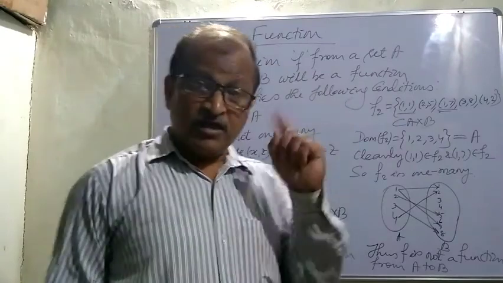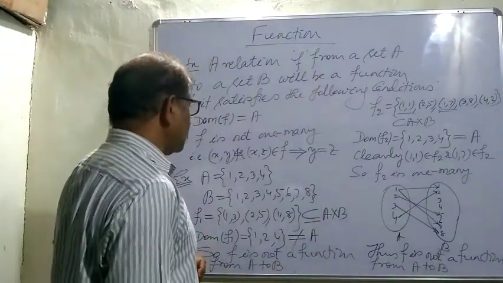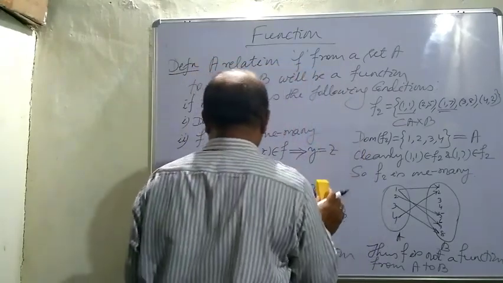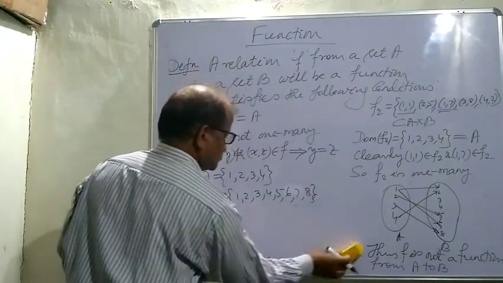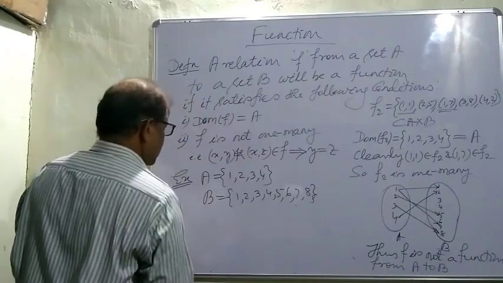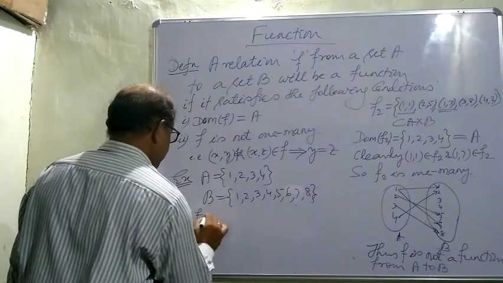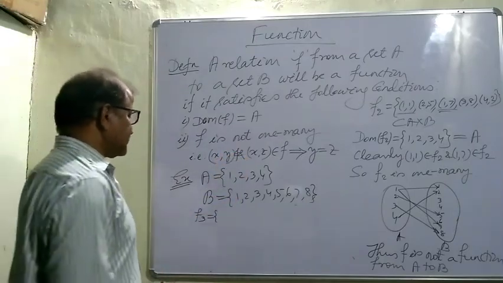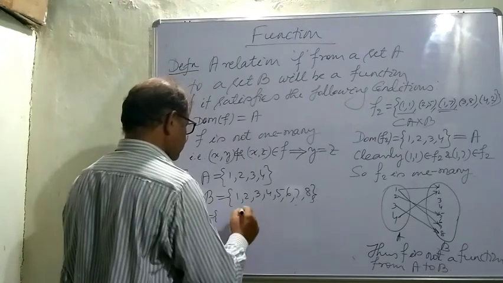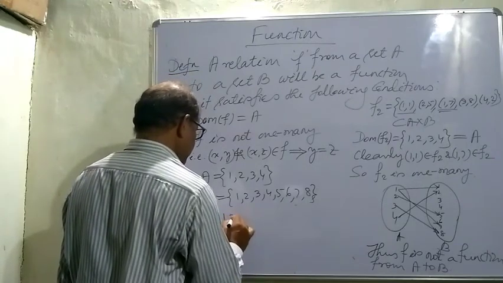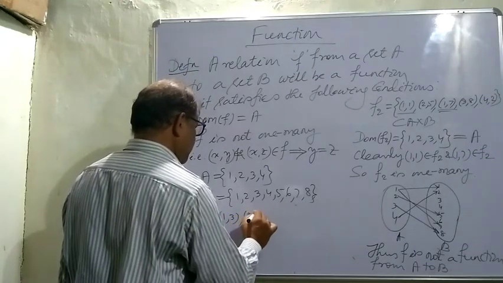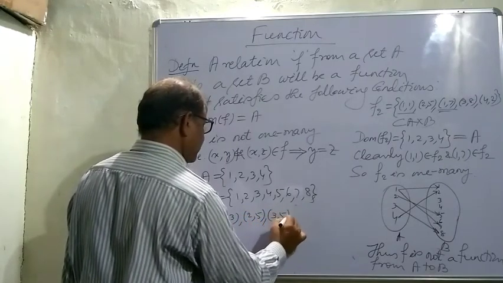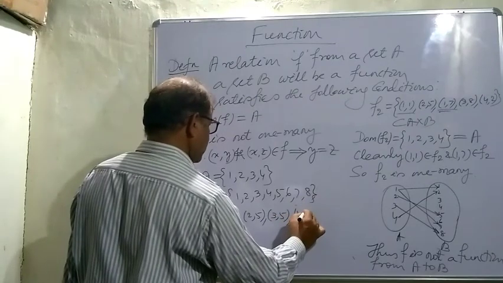Okay, let us see another example of a relation. I will take another example, F3, which is {(1,3), (2,5), (3,5), (4,3)}.